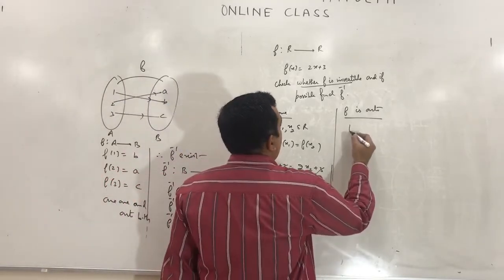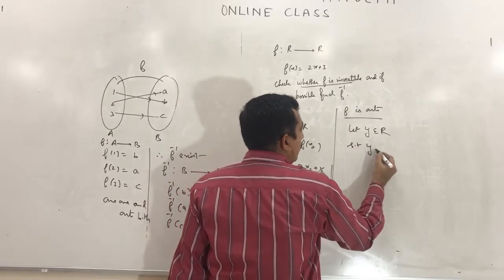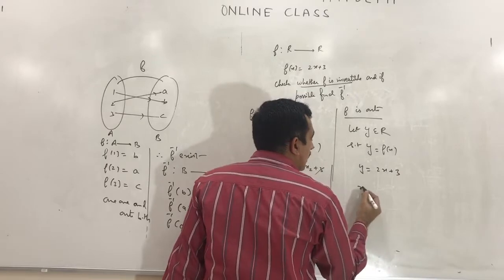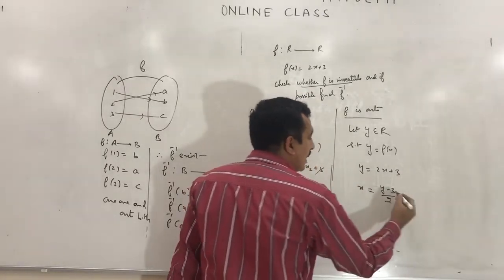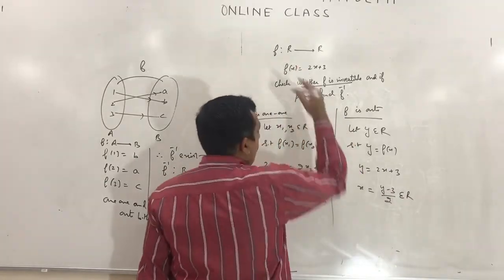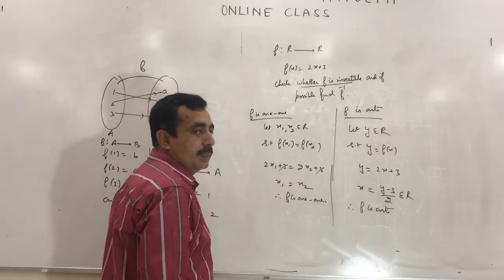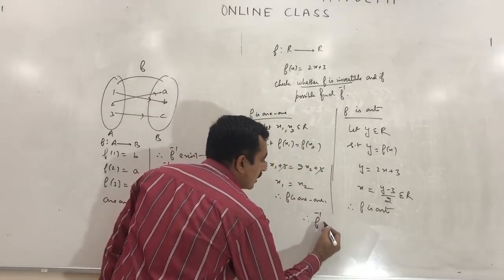For onto, let y belong to R such that y equals f(x). y equals 2x plus 3. From this, find the value of x. x is (y minus 3) by 2. Does this value belong to R? Yes, this belongs to R. Therefore, f is onto. Now, when f is one one and onto both, therefore the inverse exists.